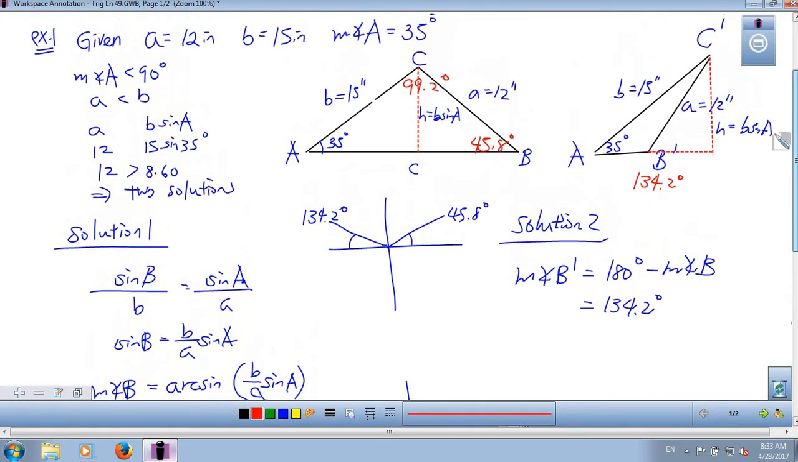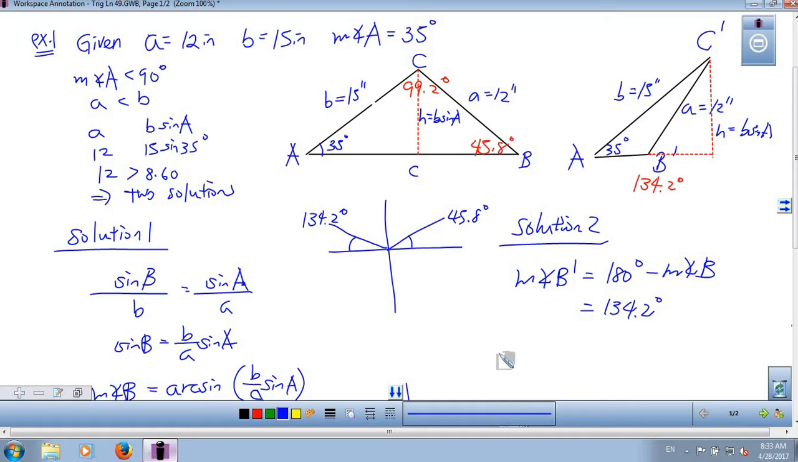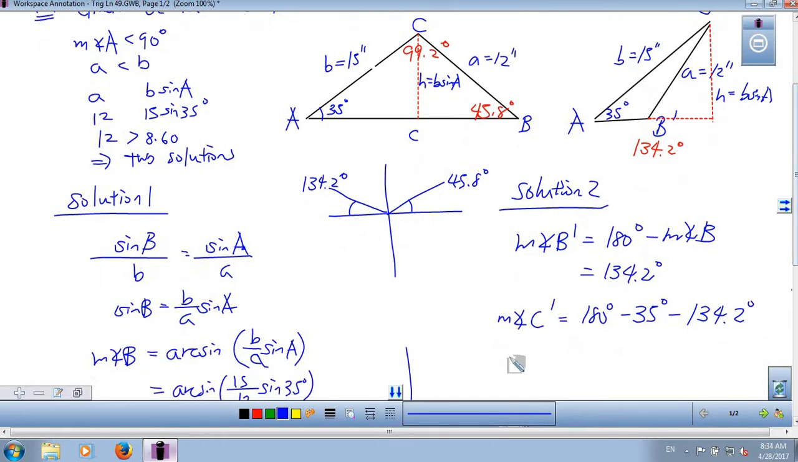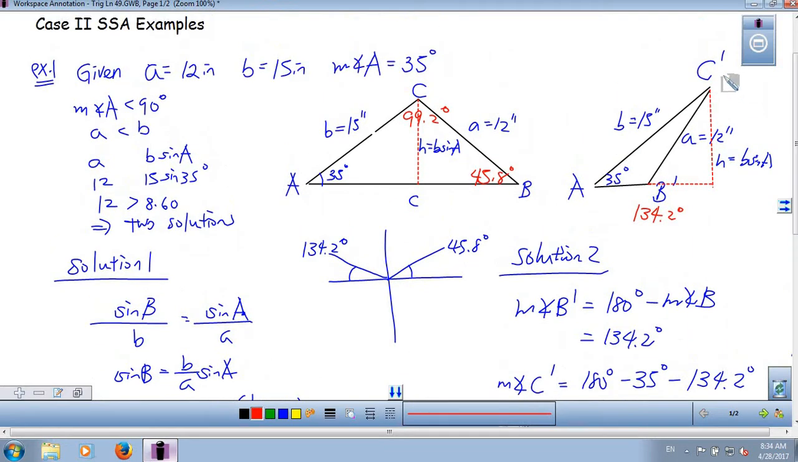Okay, then we can go ahead and find C prime based on what we have always been doing. So measurement of angle C prime is 180 minus 35 for angle A, and then minus angle B prime, 134.2 degrees. Okay, so let's go ahead and subtract that. So angle C prime is going to be a very small angle here. Let's write down that angle C prime turns out to be 10.8 degrees. Alright, so let me write that down. So it's 10.8 degrees. Oh, I forgot to write this is 20.65 inches.